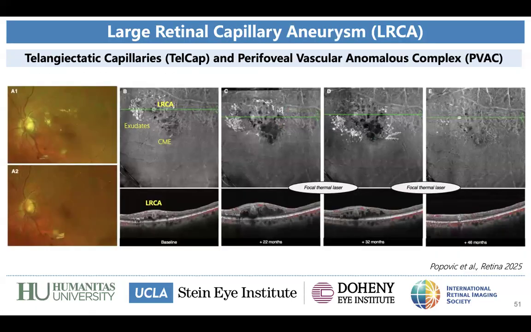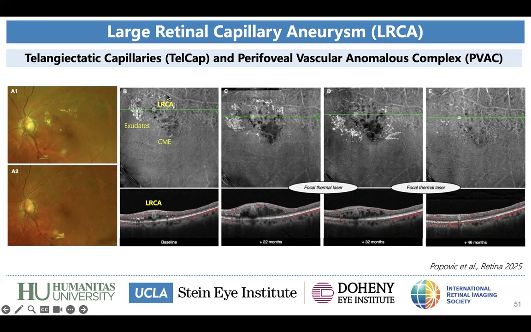Finally, alpha-OCT can also be used to monitor and to detect large retinal capillary aneurysm, which is a new OCT nomenclature for telangiectatic capillaries and peripheral vascular anomalous complex. Actually, TELCAP are a secondary disease, usually to diabetes or retinal vein occlusion, while peripheral vascular anomalous complex are usually an isolated disease, unilateral and unifocal.